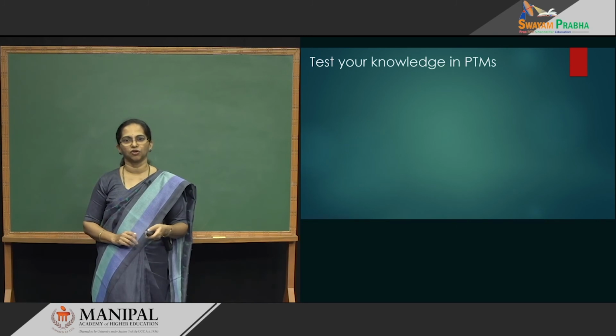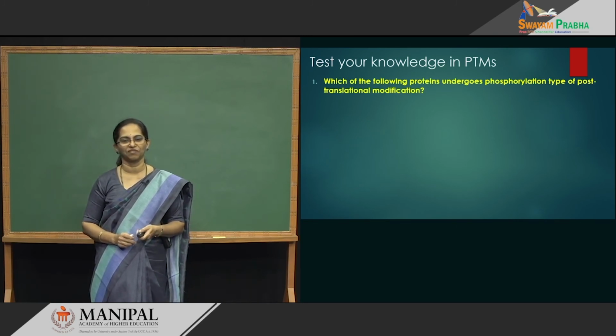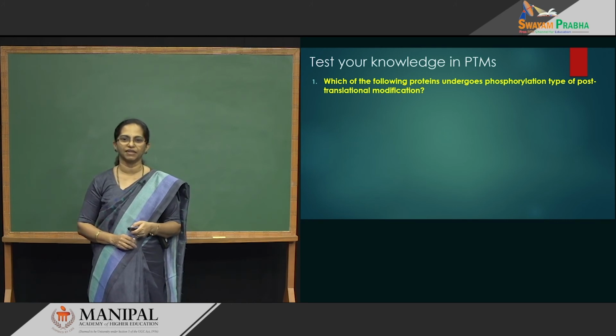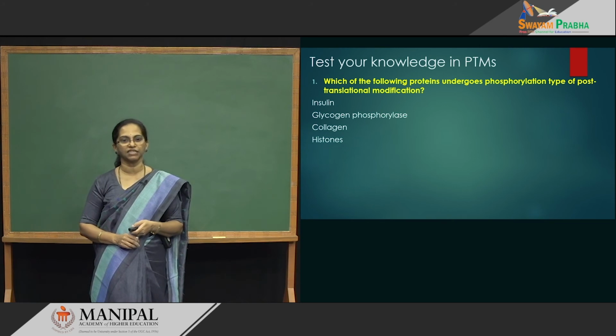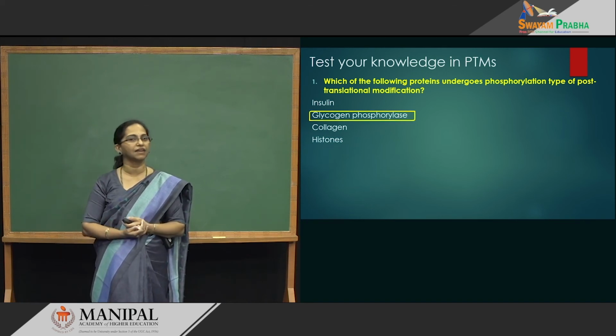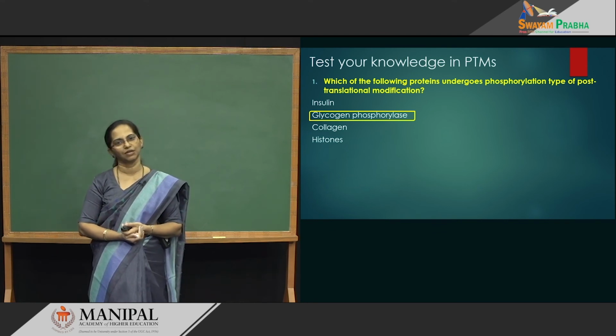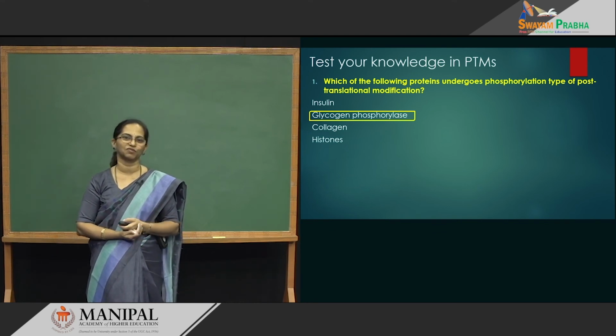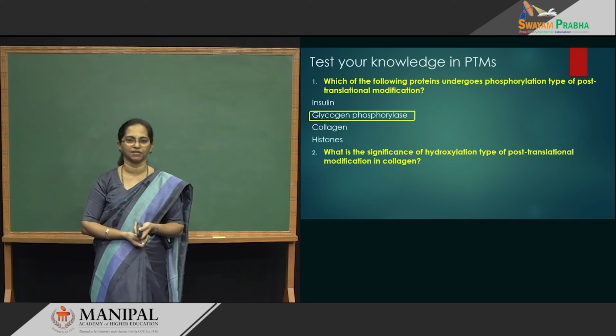So, let us test your knowledge in post-translational modification. Let me give you a first question. Which of the following proteins undergoes phosphorylation type of PTM? Is it insulin, is it glycogen phosphorylase, or is it collagen or histones? I told you glycogen synthase, but you have to see that in glycogen phosphorylase too. So, glycogen phosphorylase, you see phosphorylation.